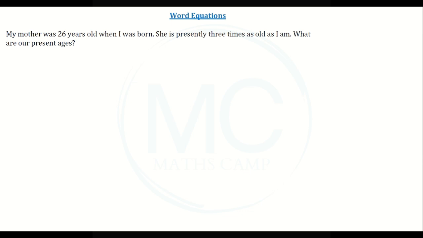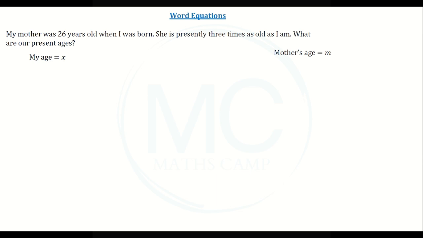She is presently 3 times as old as I am. What are our present ages? We need to find both my age and my mother's age. So let's start by assigning values. Let's say that my age is X and my mother's age is M.